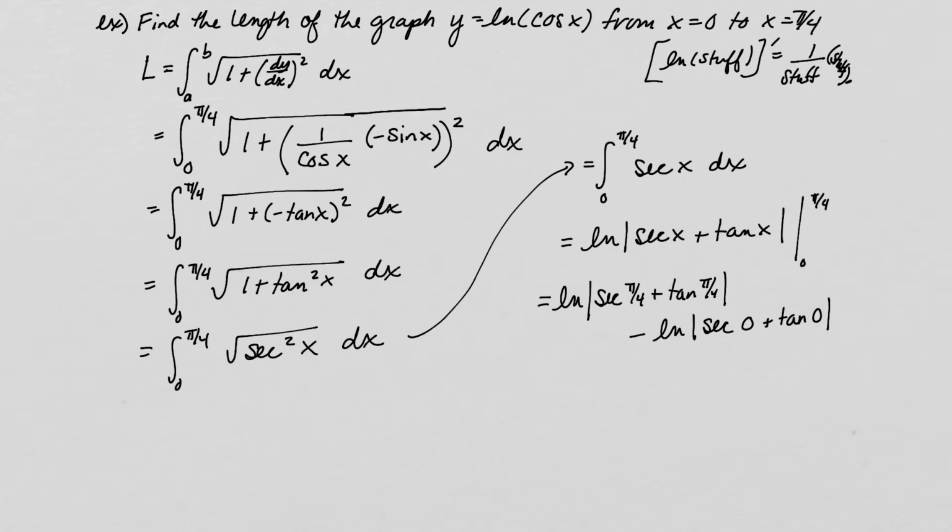And then we just have to figure out what each of those are, right? So we've got the natural log. The secant of pi over 4 is root 2. The tangent of pi over 4 is 1. So the absolute value of root 2 plus 1, minus the natural log absolute value. Secant of 0 is 1. Tangent of 0 is 0. So this whole second term is just the natural log of 1. And remember, the natural log of 1 is 0. So my final answer is the natural log of the absolute value of root 2 plus 1.